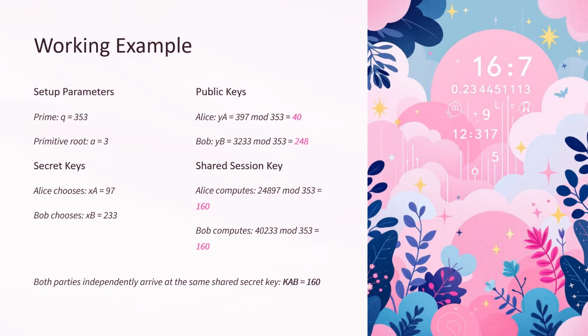After exchanging public keys, they compute the shared key. Alice computes 248 to the power of 97 mod 353, and Bob computes 40 to the power of 233 mod 353. Both calculations produce the same result. Shared secret key equals 160.